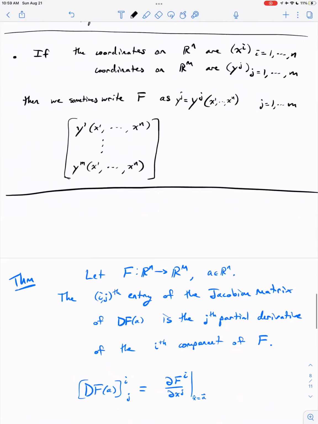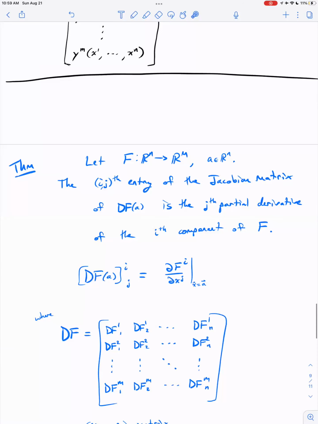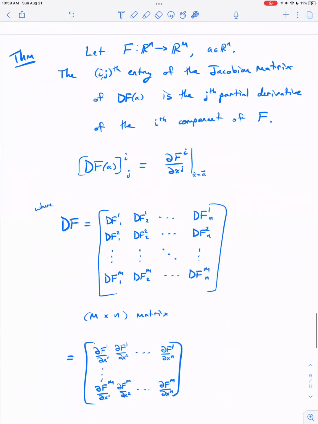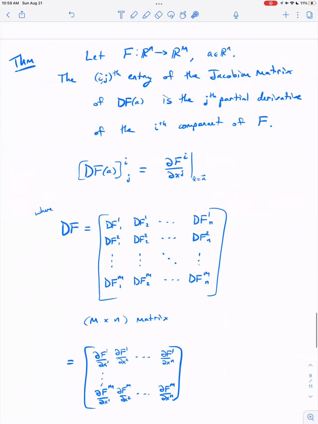So now we have our vector valued functions, right? Here's the theorem that tells us how to compute these derivative matrices. Originally the derivative matrix is defined with this difference quotient limit, but in order to avoid doing that, we just want to compute some partial derivatives, which are much easier to compute.